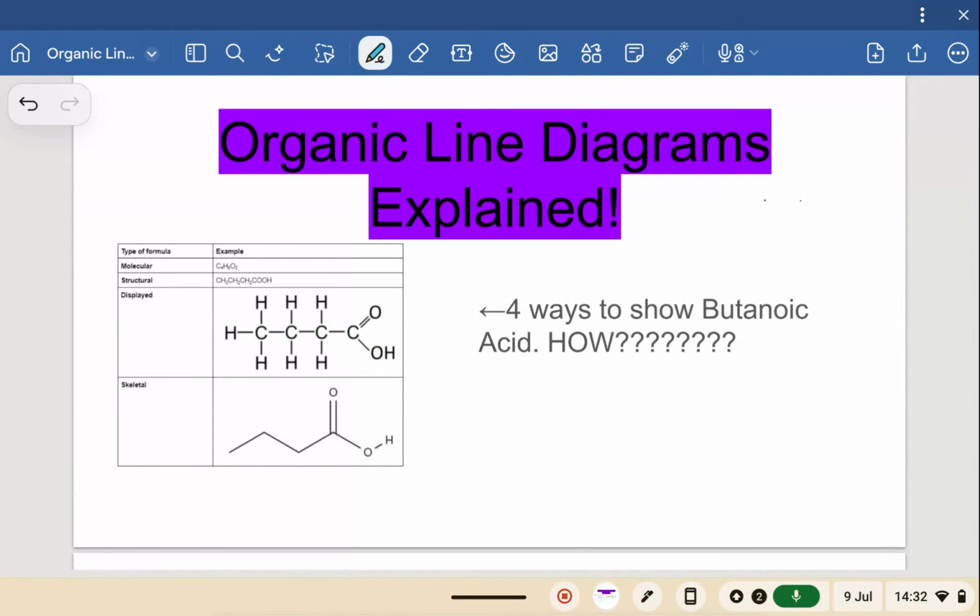So I was asked the other day about line diagrams and why would we use them. So I thought I'd do a quick video on line diagrams because if you do know how to do a line diagram, it will save you lots of time. So I have an example here looking at butanoic acid.